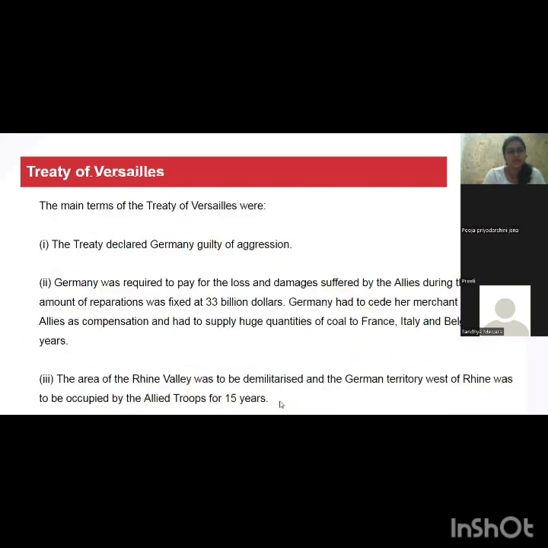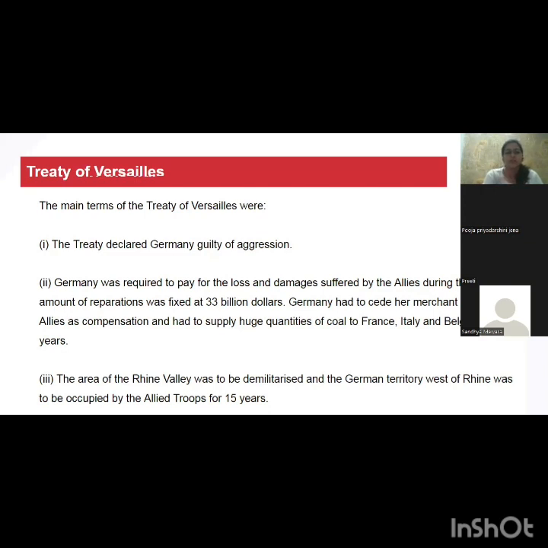So let us try to understand the terms and conditions of this treaty. This is very important. It has come in Mains many times. This treaty is extremely important, as it is both a consequence of World War I and a cause of World War II. So the first point is that the entire blame of World War I was put on Germany. Germany was declared to be guilty of aggression.